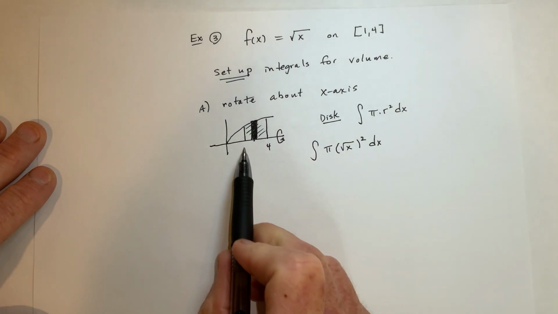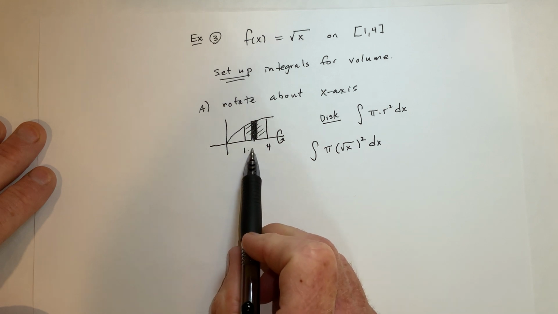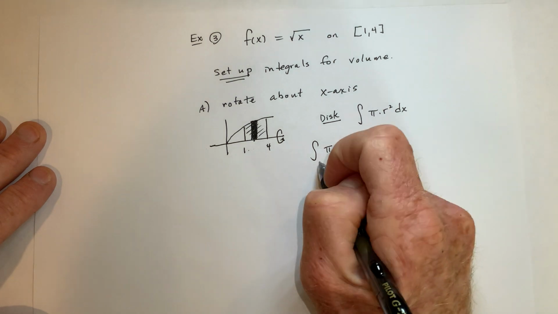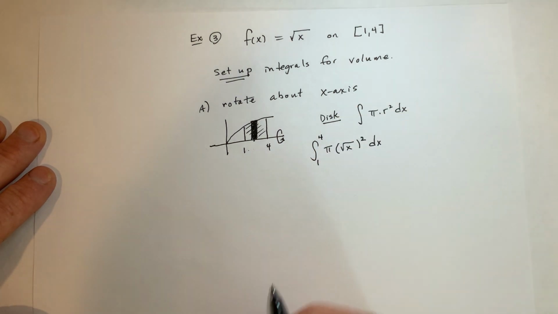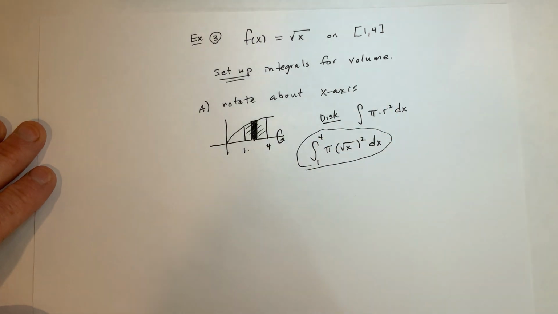And x is going from what to what? So this rectangle would start over here at 1, and then move over and move over until it gets to 4. So we integrate from 1 to 4. And since I said just set up the integral, that one is finished.